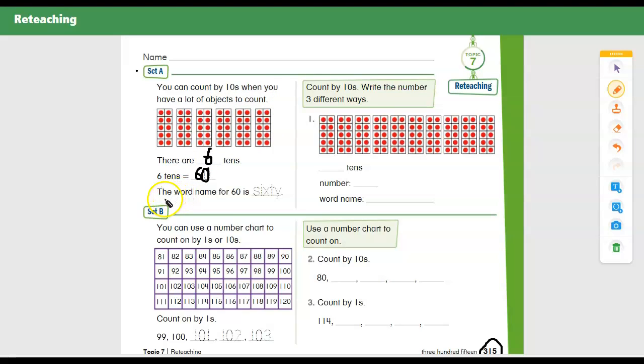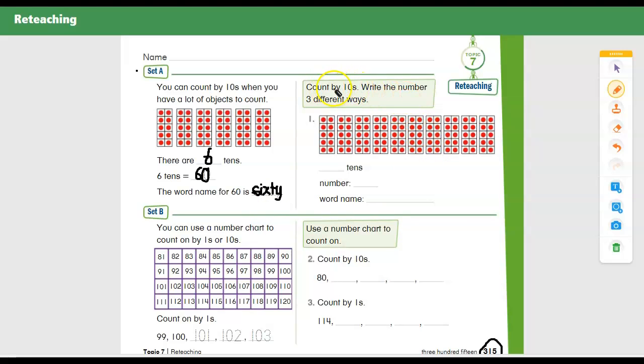Then it asks for the word name for the number 60. I want you to do your best to sound out the word, or if you have someone who can help you spell it at home, you can also do that. Again, we will be checking your answers during our group time, so I can help you as well. It wants you to write the word for the number 60. It's sixty, S-I-X-T-Y. That is how they would like you to complete number 1.